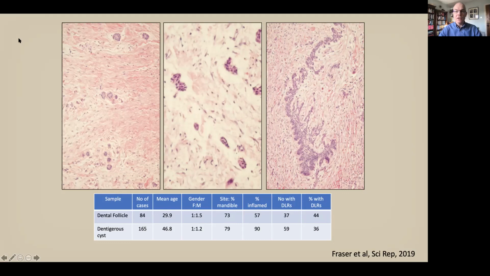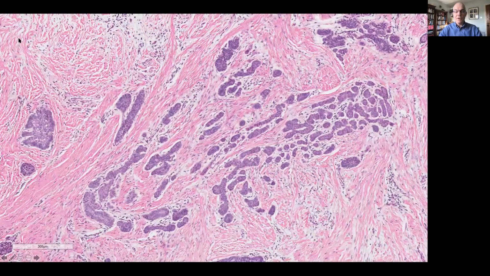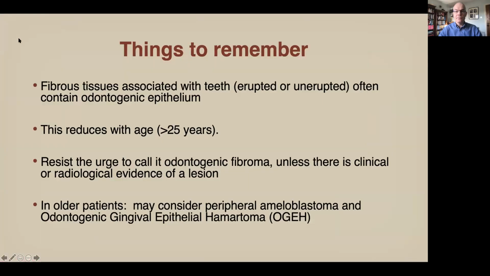In our survey of lesions within the department in Sheffield, we noted that dental follicles and dentigerous cysts commonly contained dental lamina rests, dental follicles 44%, and dentigerous cysts 36%. Also of note was the fact that this declined once patients got beyond the age of 25 years. These dental lamina rests can be quite extensive. As you can see, this was the most spectacular example that we found in the tooth-forming tissue, and this was surrounding an unerupted maxillary canine tooth.